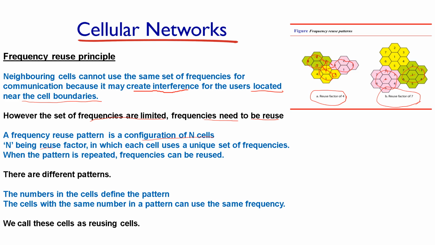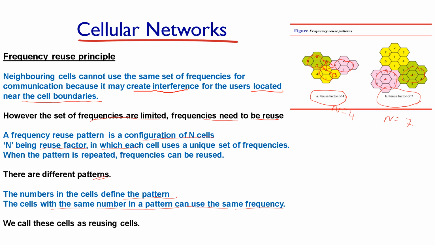So n is being used as a neighboring factor. In this case, here n is equal to 4 and here n is equal to 7. And there are different patterns. The numbers in the cells define the pattern, and the cells with the same number in the pattern can use the same frequency.